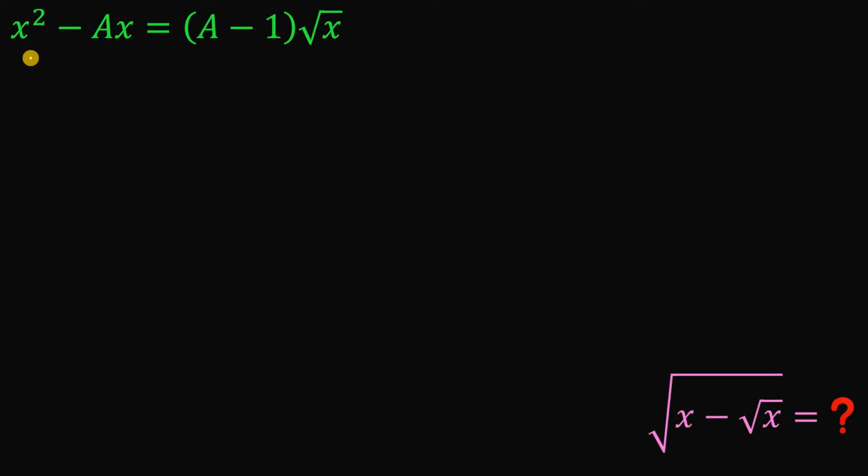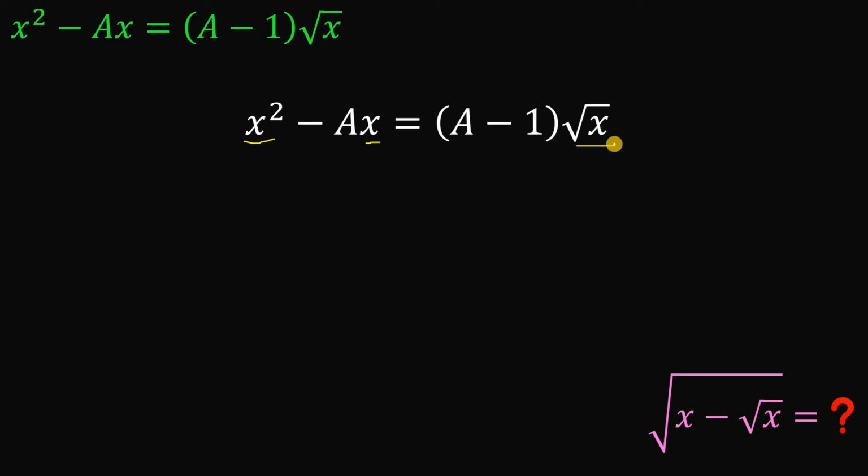Alright, so given this equation, x squared minus ax equals quantity a minus 1 multiplied by square root of x, then the goal is to evaluate this expression, square root of x minus square root of x. Now, to answer this kind of question, of course, let's get the given equation. And notice that we have here x squared, x, and square root of x.